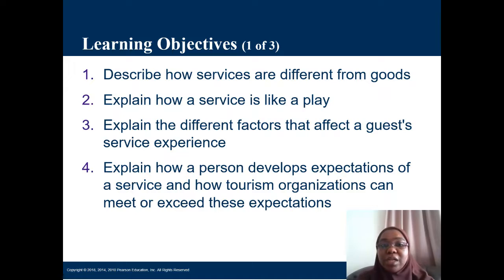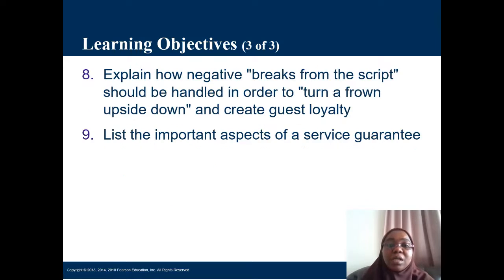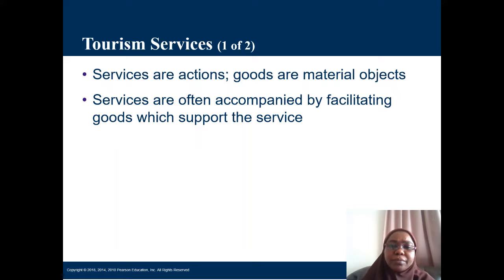Later we'll try to explain how a person develops expectations of a service and how tourism organizations can meet or exceed their expectations. Apart from the aforementioned, we're going to name and describe the 5 service quality dimensions. We'll try to explain what tourism managers can do to ensure high quality service. Then we'll explain how negative breaks from scripts should be handled in order to turn frowns upside down and create guest loyalty. And lastly, for today, we're going to list the important aspects of a service guarantee.